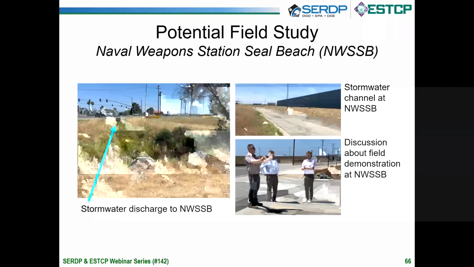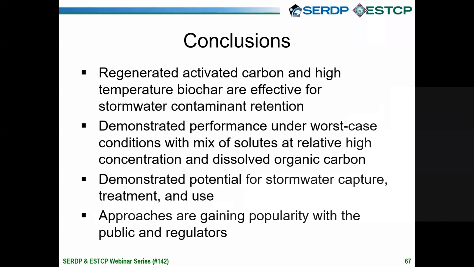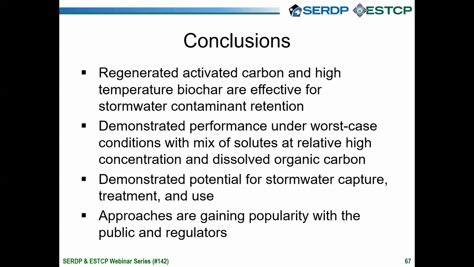So our conclusion here then is that the regenerated activated carbon and high temperature biochar are effective for stormwater contaminant retention. I want to emphasize we've demonstrated performance under worst case conditions. We have all the solutes present at once. We've done our modeling with all the solutes present at once, and we have a relatively high concentration of dissolved organic carbon in the range of 5 to 10 milligrams per liter as carbon.